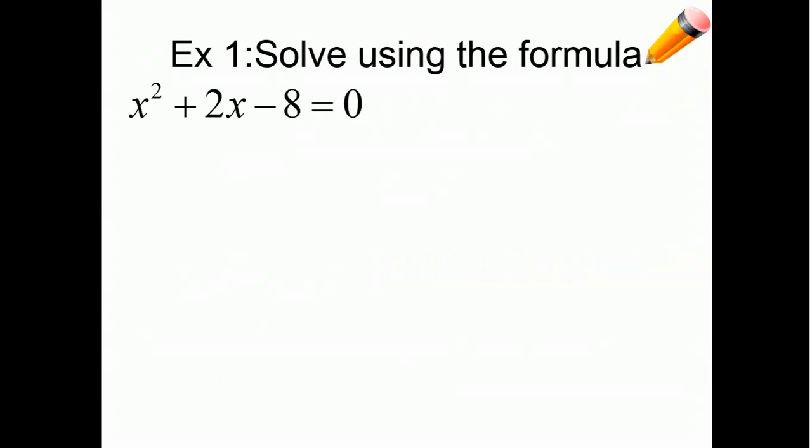Let's solve using this formula. So I've got my formula right there. First things first, let's say who's A, who is B, and who is C. Well, A is whoever is in front of the x squared, which is just the 1 right there. B is 2, and C is negative 8. Now I can just plug it into my formula.